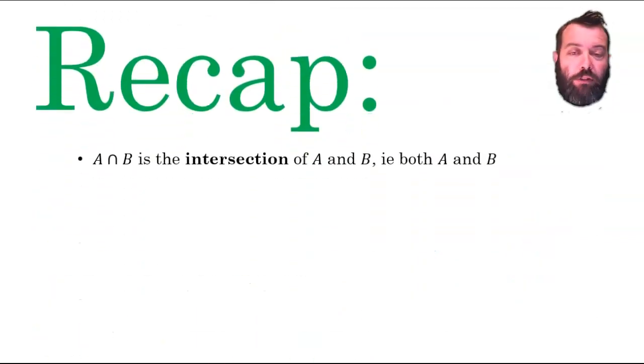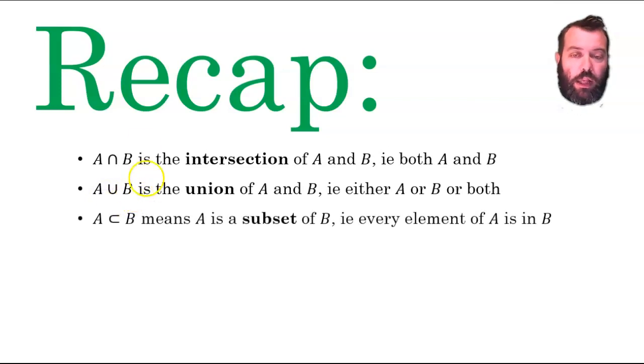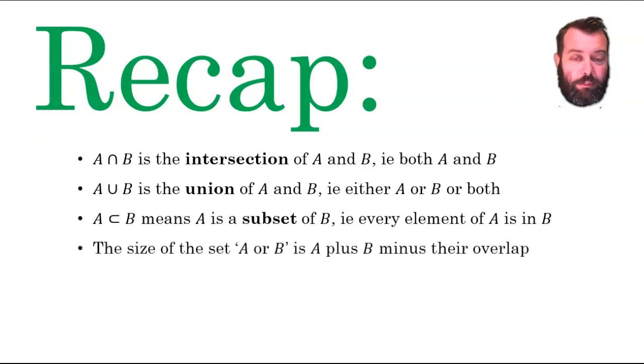Brings us to the end and a recap. This is the intersection of A and B, and that means both A and B. And this here represents the union of A and B, and that means A or B or both. This symbol here represents the subset. It tells us that A is a subset of B, and that means that every element of A is also an element of B. And the size of the set A or B, the union of A and B, right? The size of that is the size of A plus the size of B minus their overlap.